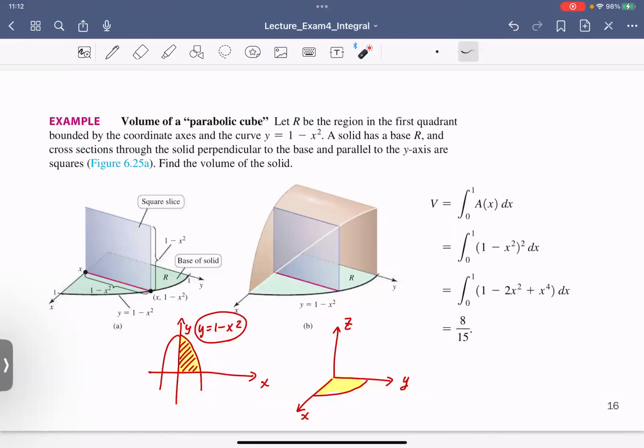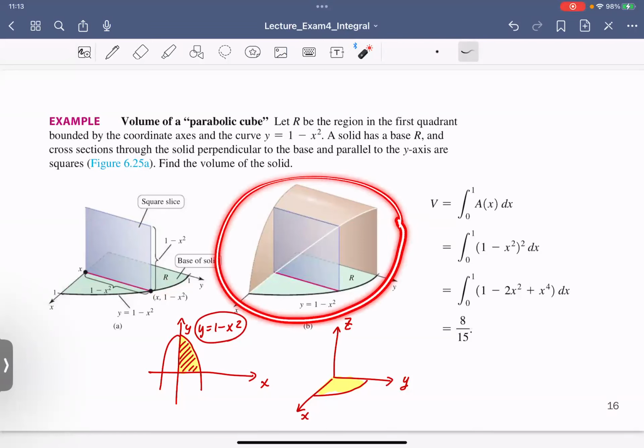And then the question says you have a solid that has base R, and the cross sections of the solid perpendicular to the base and parallel to the y-axis are squares. That means every time you cut this thing, you get a square. So the good picture is here. And once you sum all the squares together, you get the solid.